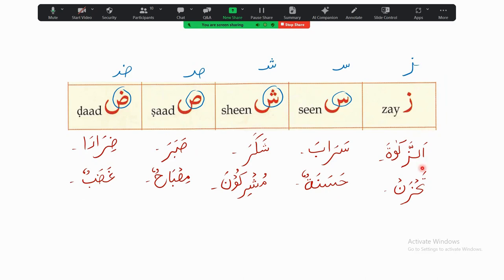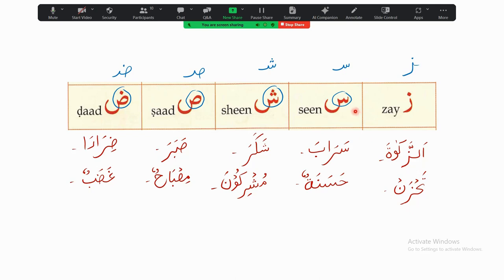Let's see the example of azzakata. Azzakata. Right? In this, za comes in the middle of the word, and the shape is just as it is. Let's see the next example of tahzan. Tahzan. So here again, the za is similar in shape to this. We just attached it with the previous letter of ha here, right?